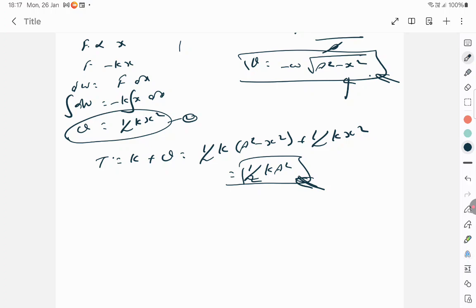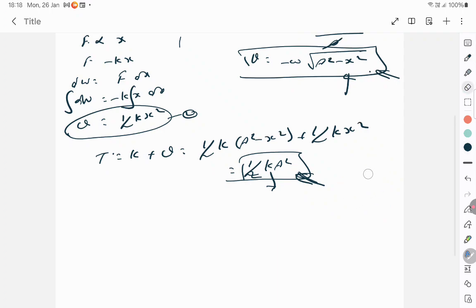And that k can again be replaced, as omega is equal to root of k by m, so omega square is equal to k by m, and k is omega square into m. You can always replace things using that one formula, but this is the general formula.